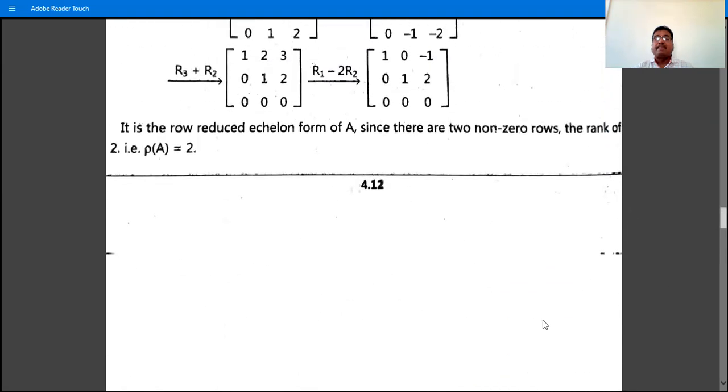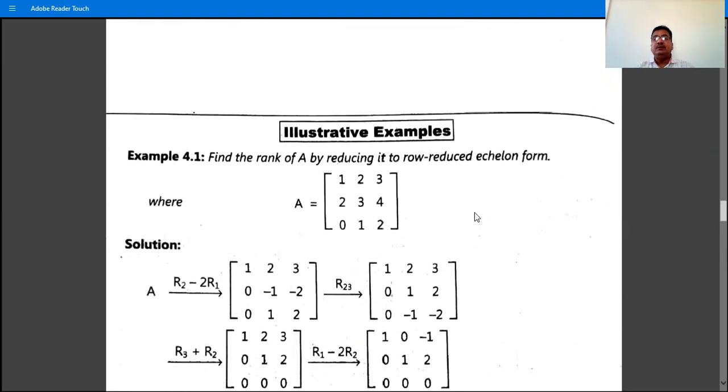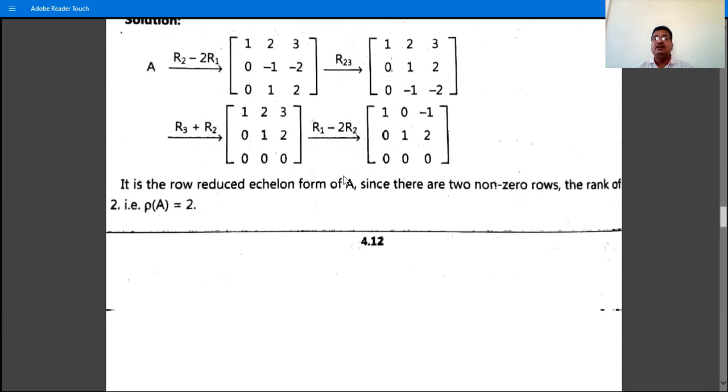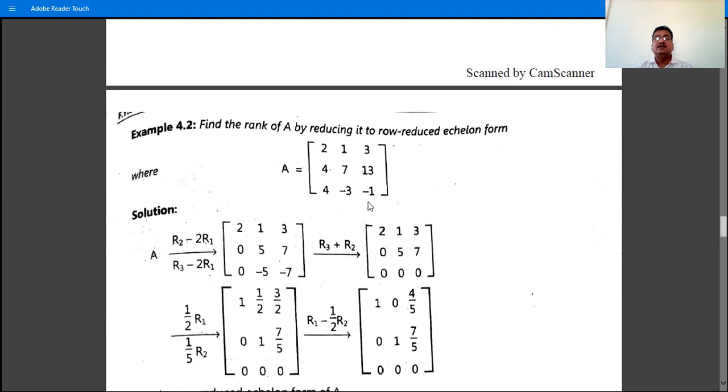So by reducing the matrix to row echelon form or reduced row echelon form, we can find the rank of the matrix, that is just the number of non-zero rows in that matrix. So this is the reduced row echelon form, since there are 2 non-zero rows, the rank of A is 2. So either reduce the matrix to row echelon form or reduced row echelon form and just count the non-zero rows, and that is the rank of the matrix.